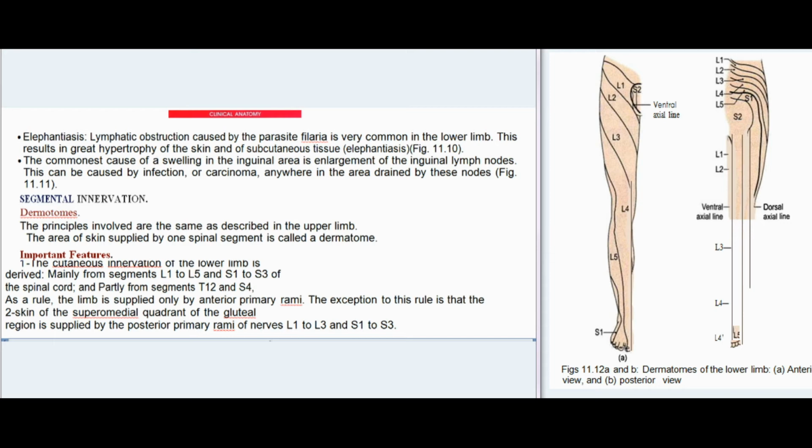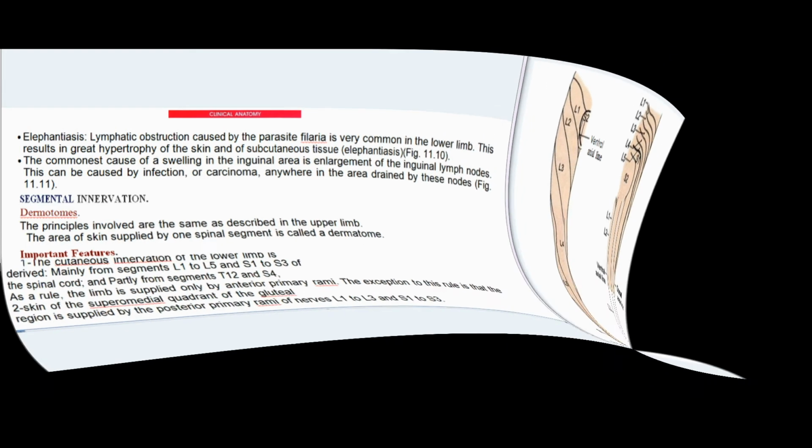As a rule, the limb is supplied only by anterior primary rami. The exception to this rule is that the skin of the superomedial quadrant of the gluteal region is supplied by the posterior primary rami of nerves L1 to L3 and S1 to S3.